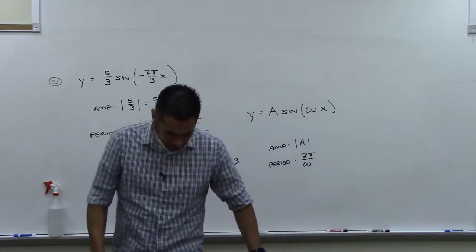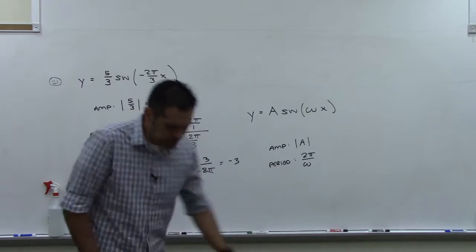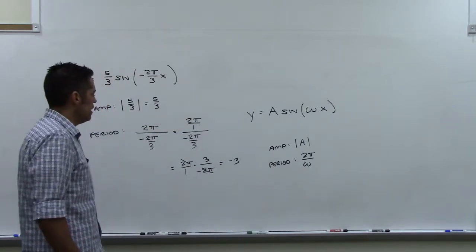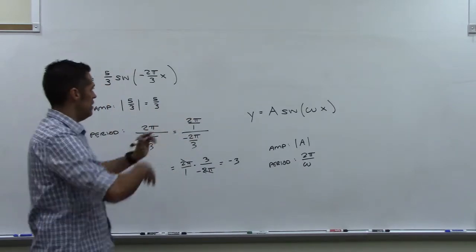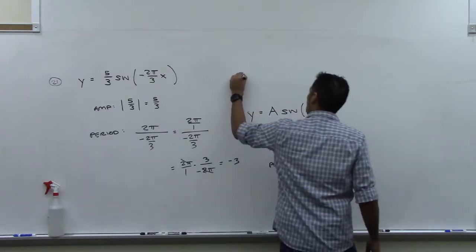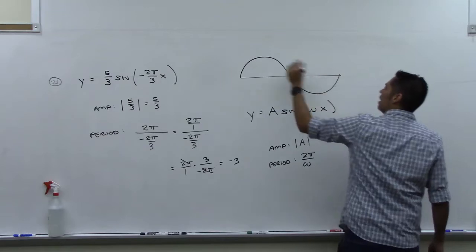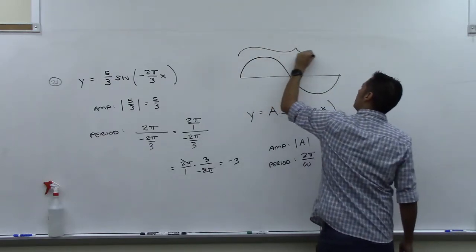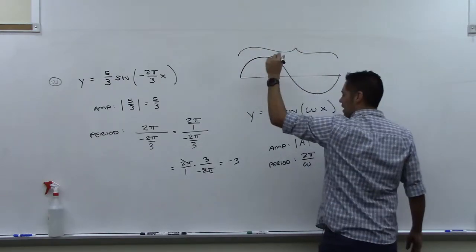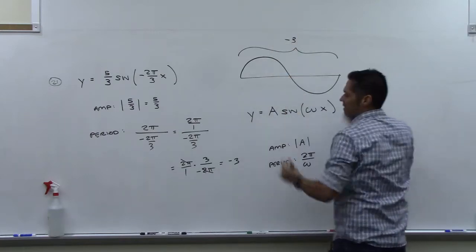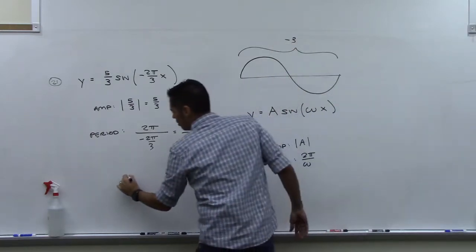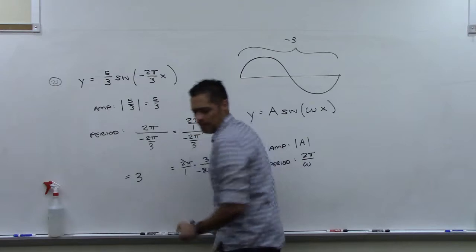Now, when it comes to the period, you really just want to know the distance, okay? So it's the actual distance it takes to complete one cycle of the sine. So you're looking at that distance, and we're getting negative 3. So if you look at it as a distance, then this is just 3.